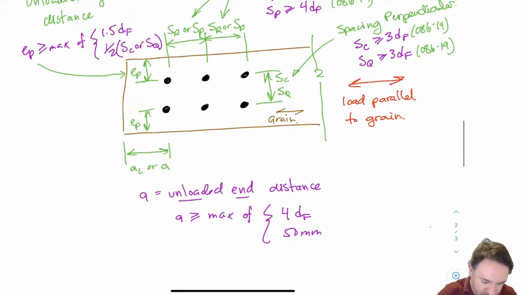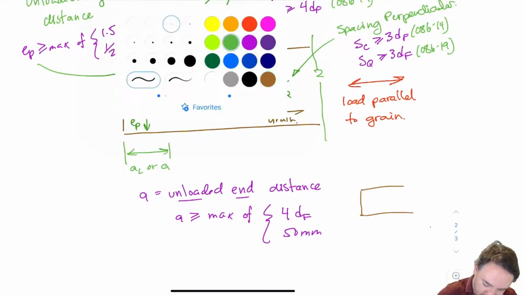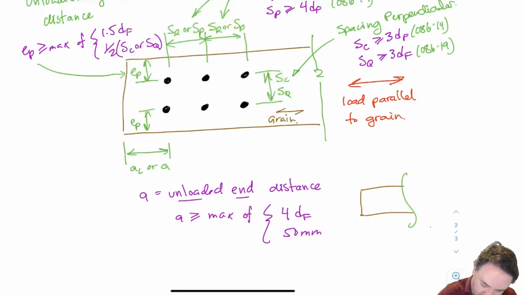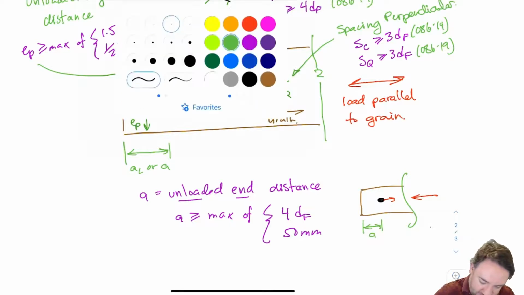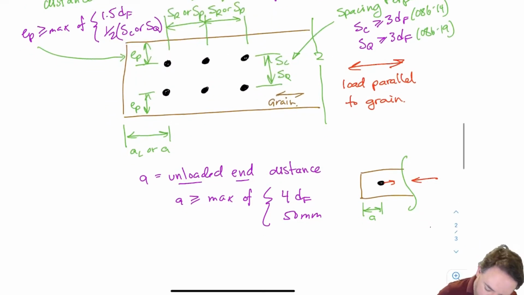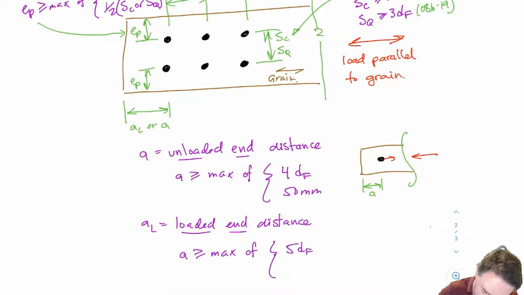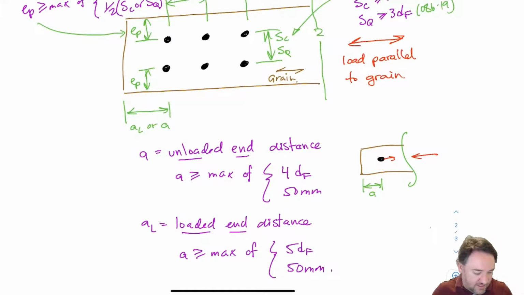Okay, A is the unloaded end distance. That's what happens when we have the piece of wood that looks like this, and we have our bolt, and the loads are such that I'm pushing on the piece of wood and the bolt is pushing back. And so the end over here, the bolt is pushing away from it. So this is then going to be A, our unloaded end distance. Then we have AL, which is our loaded end distance, has a more stringent requirement of 5df.